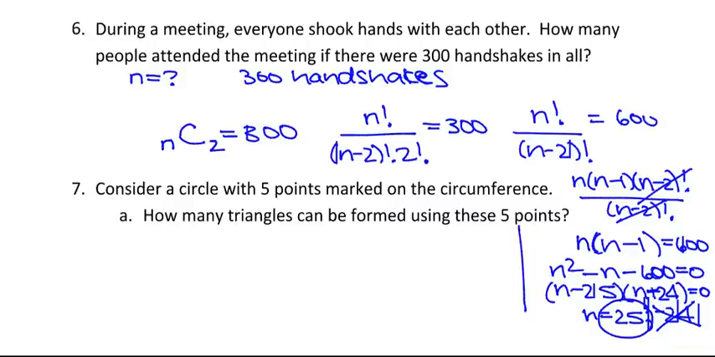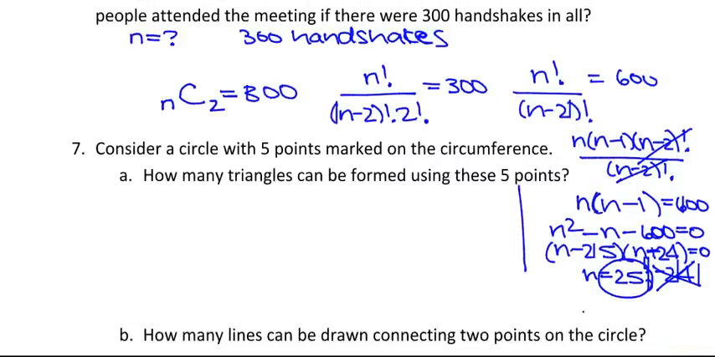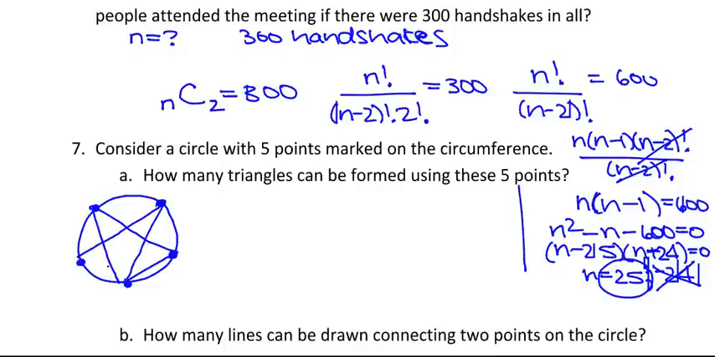Number 7. Consider a circle with 5 points marked on the circumference. So here's a circle. 1, 2, 3, 4, 5. Doesn't matter where you put your points. How many triangles can be formed using these 5 points? So if you think about it, you have 5 points, and how many do you need to form a triangle? Well, you could choose any 3. So there's one triangle, there's another triangle, etc. So from the 5 points, you need to choose 3 to make a triangle. If you evaluate, you will get 10.